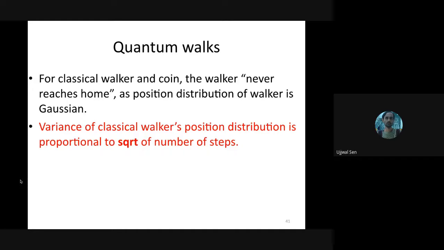You can show also the variance of the walk. The walker's position, as I said, is a probability distribution. The mean of that position distribution is the initial position of the walker. But one can also calculate the variance. The variance of the classical walker's position is proportional to the square root of the number of steps. So if he takes 10 steps, then the variance is square root of 10.